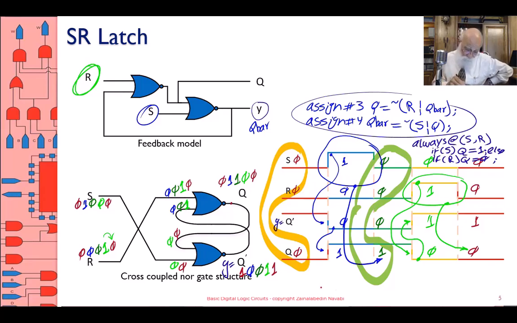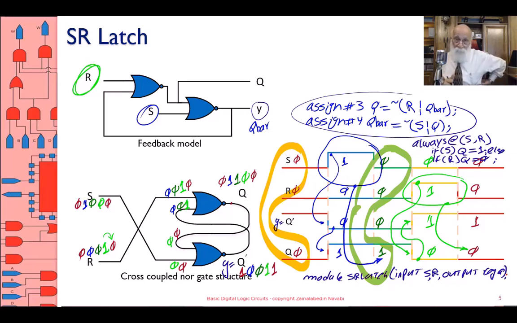Let me write it down here. Module SR-Latch. Input S, comma R, output reg Q. Why reg? Because Q has to retain the old value, and because Q is being set inside an always statement.